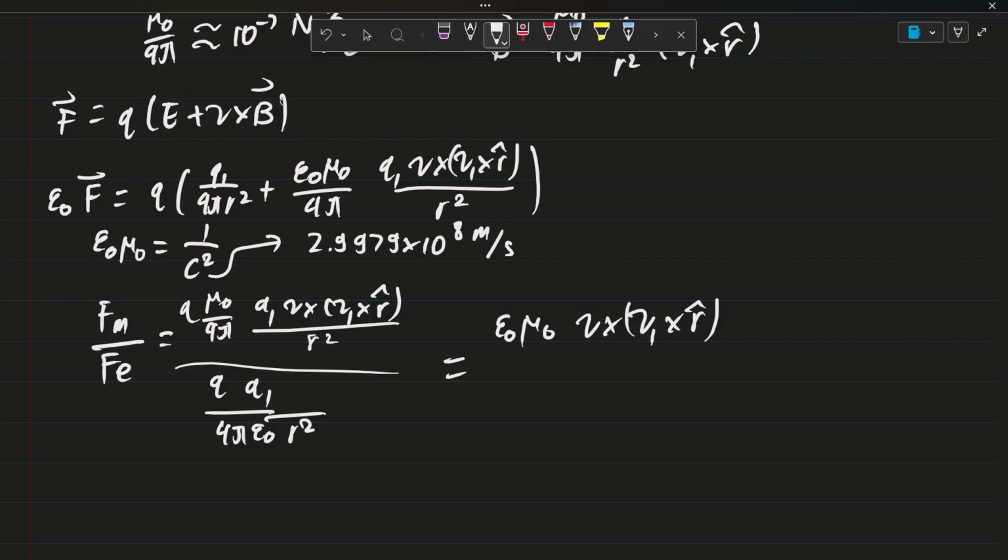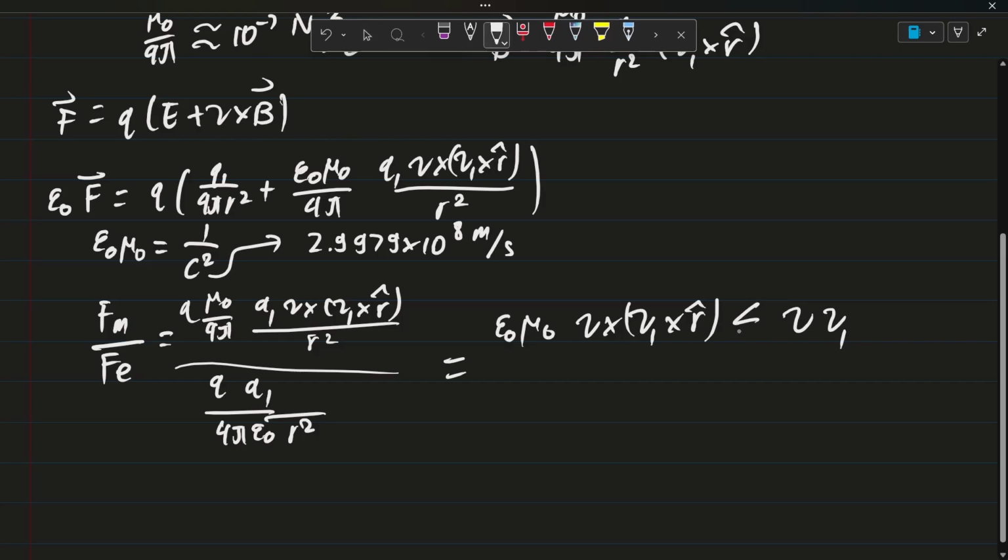Now, noticing this value, there is a maximum value in the cross product. The maximum should be the magnitude of v times the magnitude of r hat, which in this case is just 1. So the maximum will be v1, and from v cross v1, the maximum would be v1.